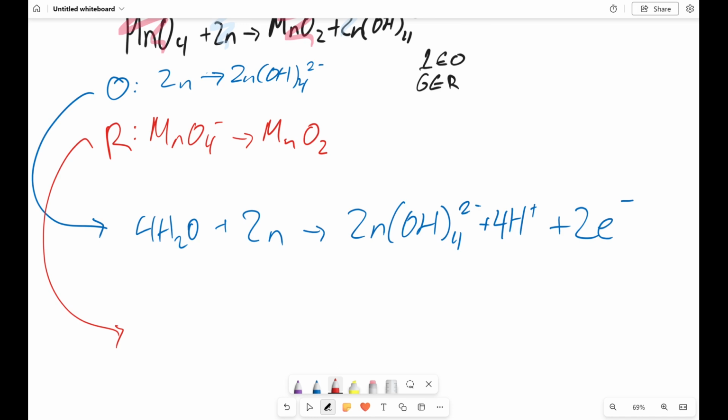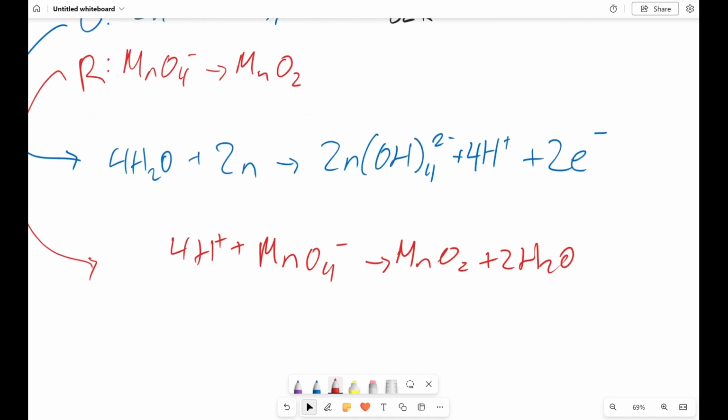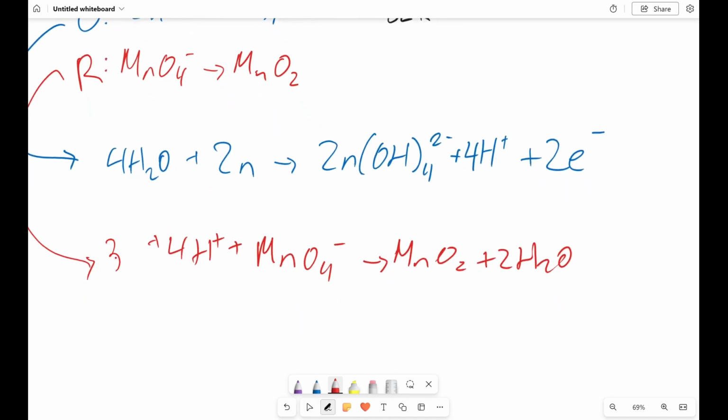Okay, hopefully you've done it. Now let's do it together. MnO4 minus becomes MnO2. Balance out our waters. We're going to have to add 2H2O here. That means we're going to have plus 4H plus here. Balance out our electrons: 3e minus. Did you get it? Hopefully you did.